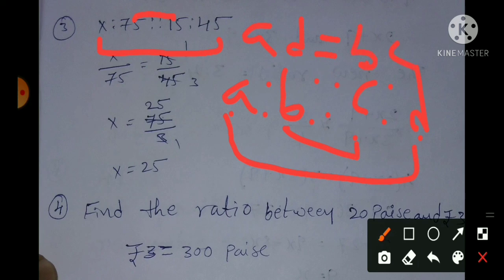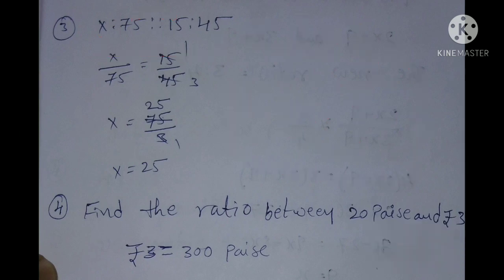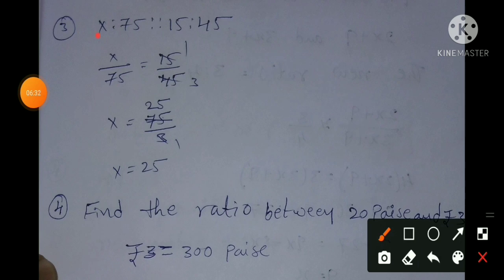So in that way also we can do this one. AD is nothing but x into 45, so 45x equal to B into C is nothing but 75 into 15.